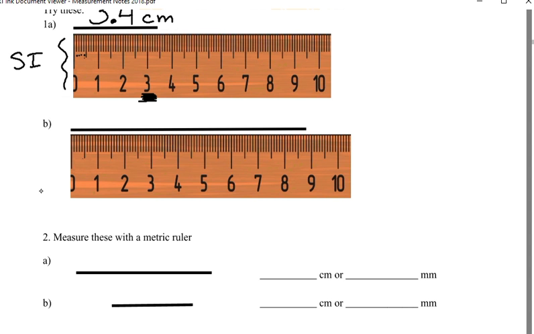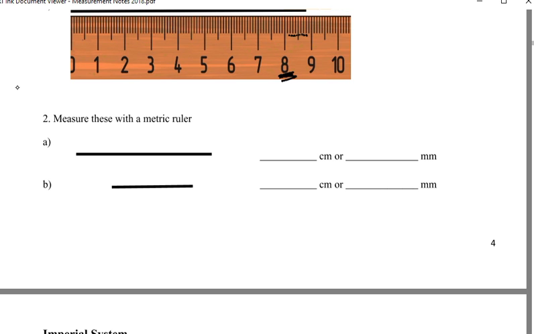B, same idea. Going along, we see that we get to 8 whole centimeters, and then how many of the lines do we get to? We're getting to 8/10. So this would be 8 and 8/10 of a centimeter, 8.8, because it's not quite at the 9, and metric is based on tens.